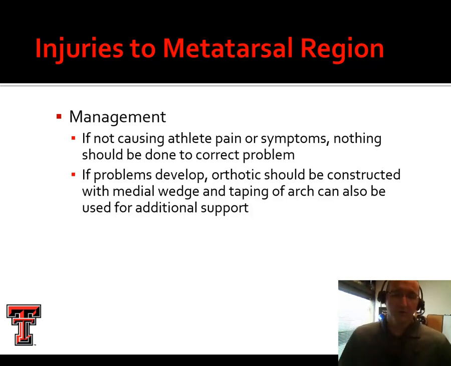If this is problematic, then an orthotic is going to be our best line of defense. Pain after activity, ice cup can be beneficial. Gentle stretching to the sole of the foot, arch taping can be helpful, but this is one that's probably not going to go away. We just have to manage it symptomatically.